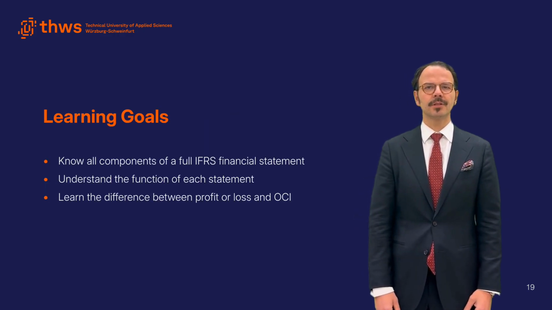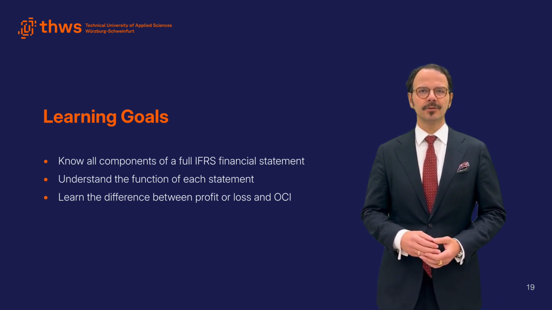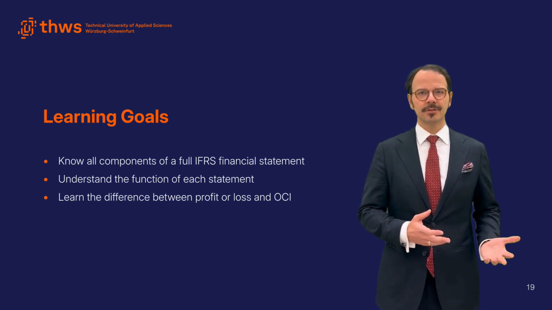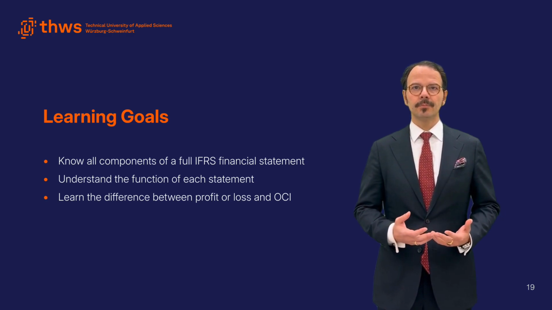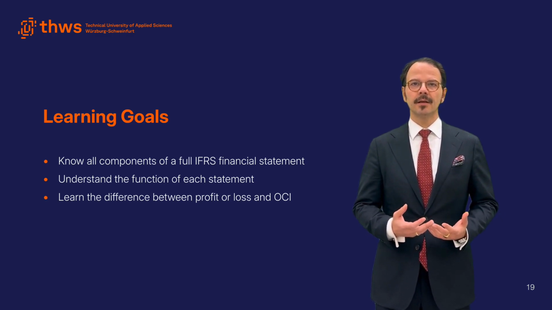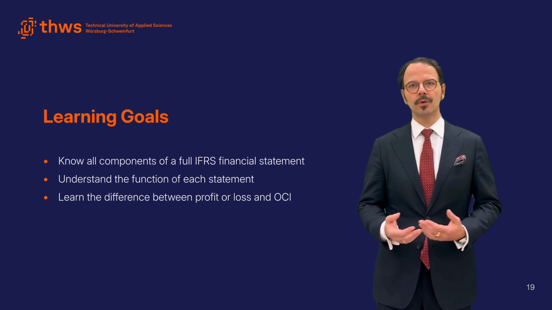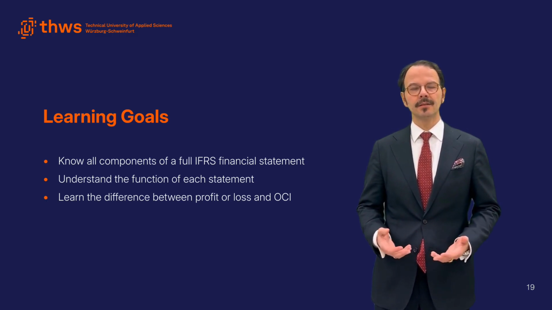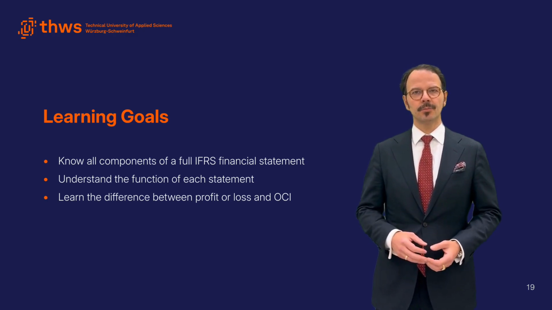Here's what we want to achieve in this chapter. First, you'll be able to name and describe all components of a full IFRS-compliant financial statement set. Second, you'll understand the purpose behind each of those statements, what questions they help answer. And finally, we'll clarify the difference between profit or loss and other comprehensive income. A classic exam trap and a real-life reporting headache.